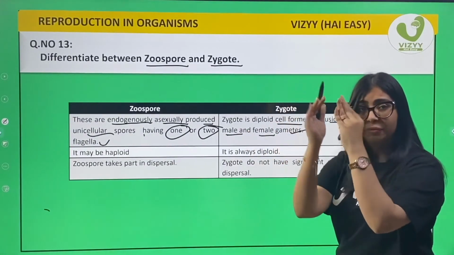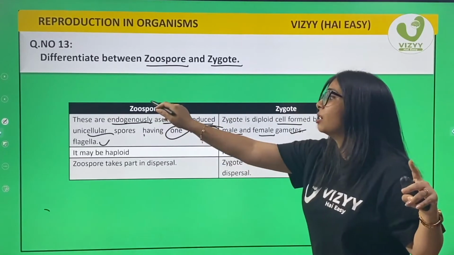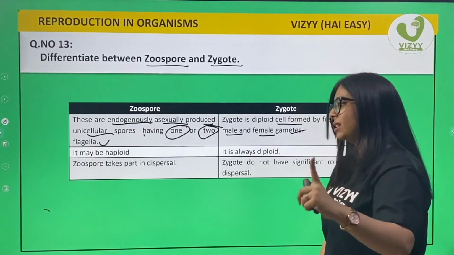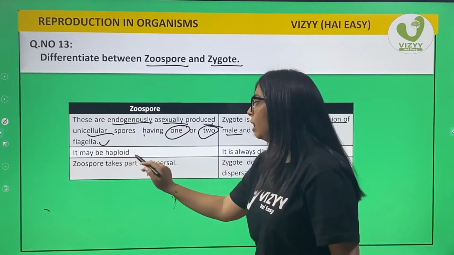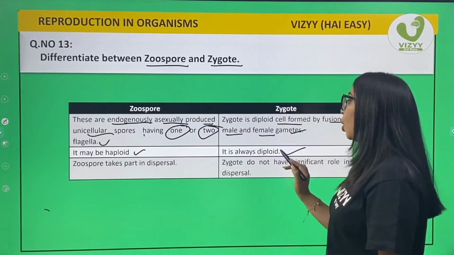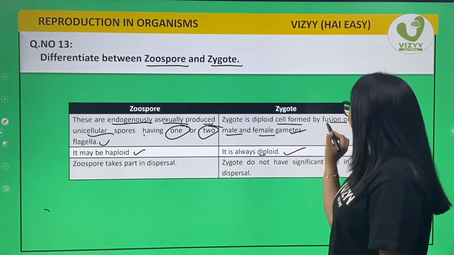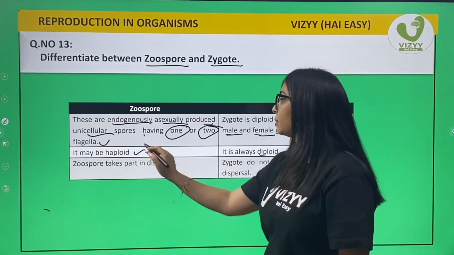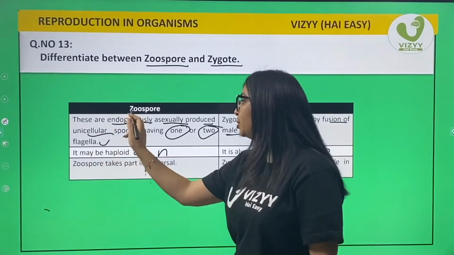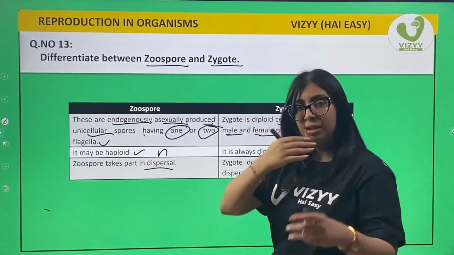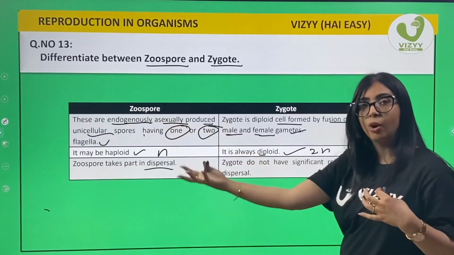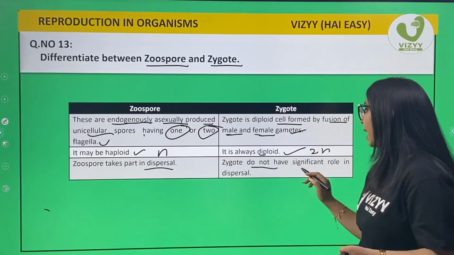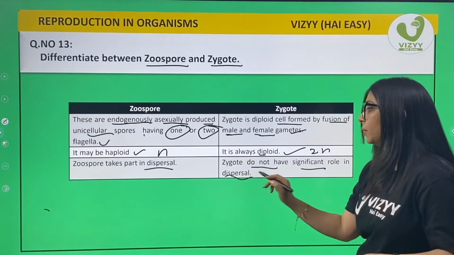So, it is a fusion of two gametes, whereas a zoospore is one. It is a gamete produced asexually. It may be haploid, whereas a zygote is always diploid. Two cells involved, male and female, thus diploid. This is mostly haploid. Zoospores take part in dispersal. They disperse in order to fertilize, and zygote will not have any role in dispersal.